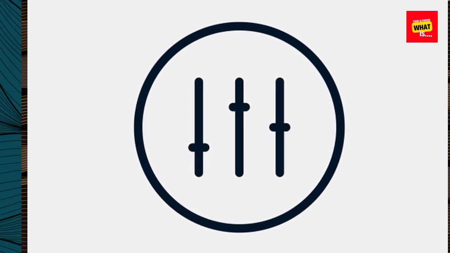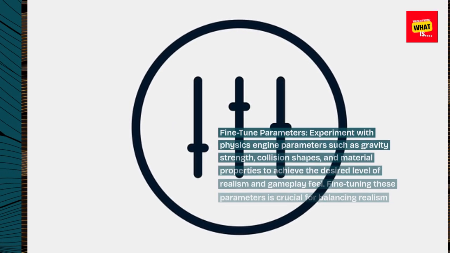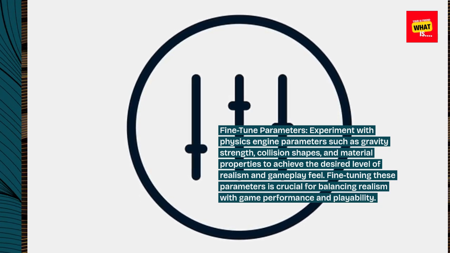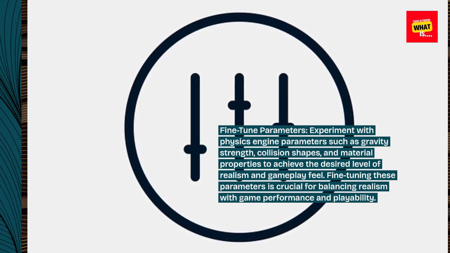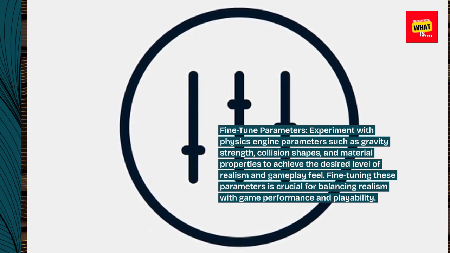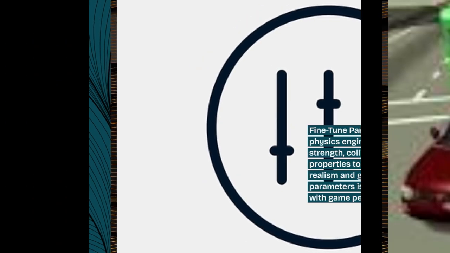Fine-tune parameters. Experiment with physics engine parameters such as gravity strength, collision shapes, and material properties to achieve the desired level of realism and gameplay feel. Fine-tuning these parameters is crucial for balancing realism with game performance and playability.